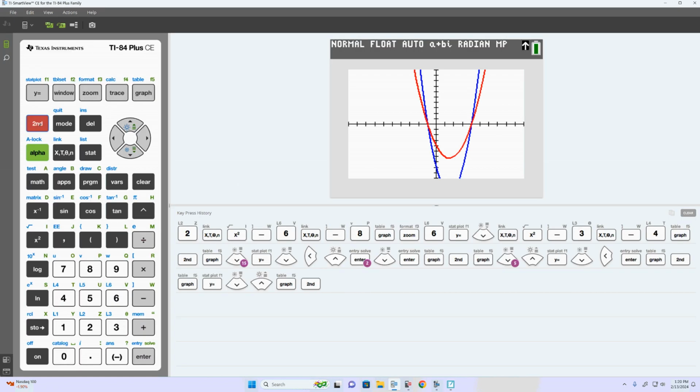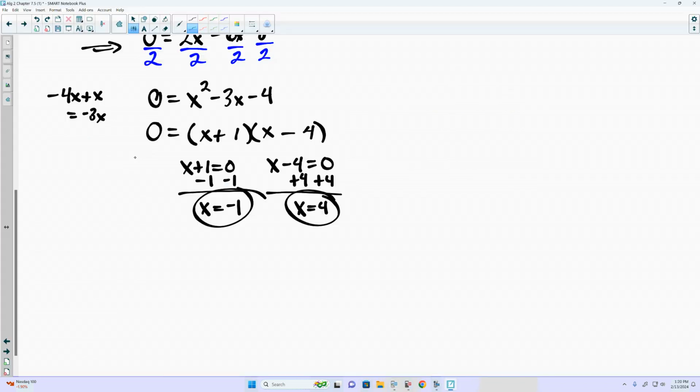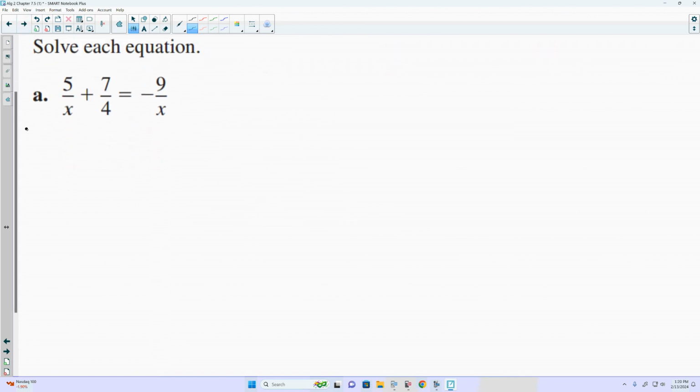Also, when we graphed it, what values of x make the y value 0? Negative 1 and 4. We could have graphed it, yes. Because if we graph it and our solutions are integers, the graph will tell us. Those are the easy ones on the test.